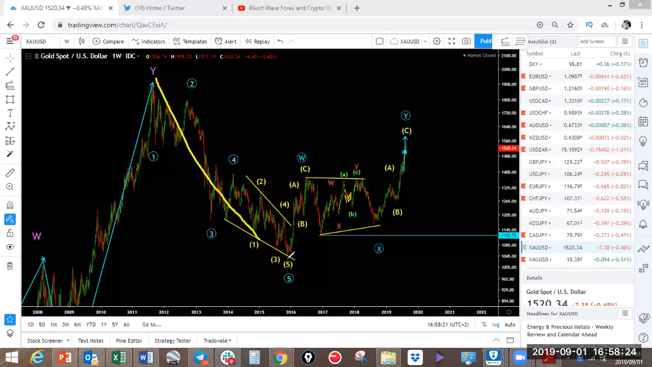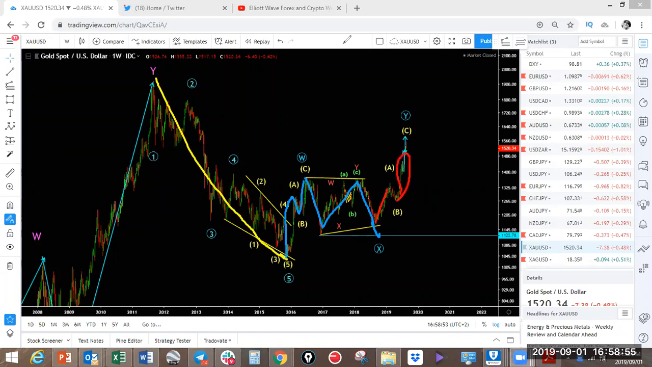This 1, 2, 3 wave structure here, 5 impulsive wave structure down here, and I've looked at this one as a 1, 2, 3 up, 1, 2, 3. Now, those who have been following for a while will know that I was looking for gold to push lower in here first before we get this move to the upside. So that means we missed this first part of the trade. But we got all of this.